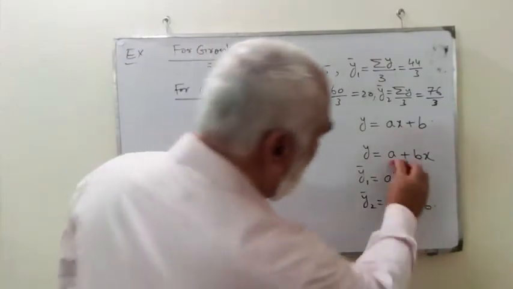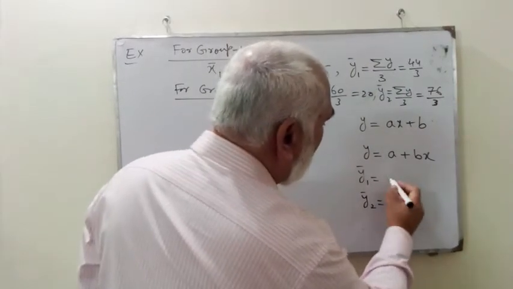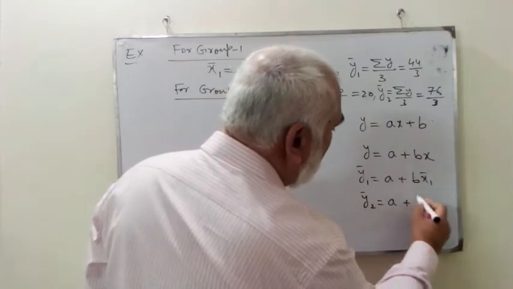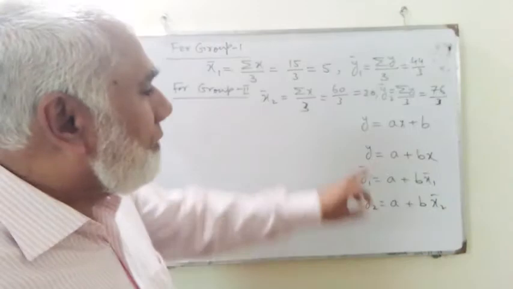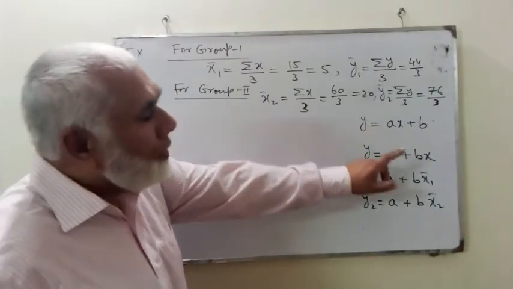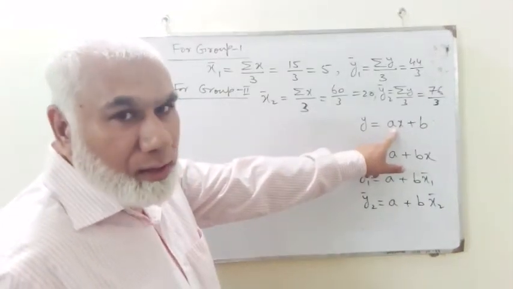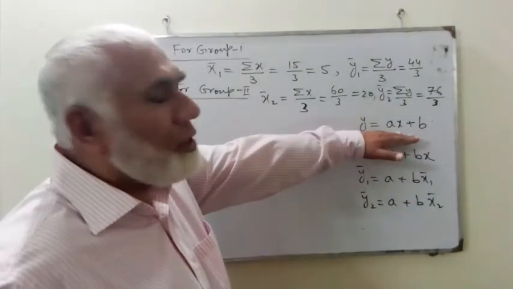There is a slight mistake. Let me make a correction here. The equations are in the form of a plus bx1 bar and a plus bx2 bar. So these were the equations we developed for that form. Now the equation is this one. Here b represents the slope, but in this equation the slope is a. So you have to change these equations according to this equation.